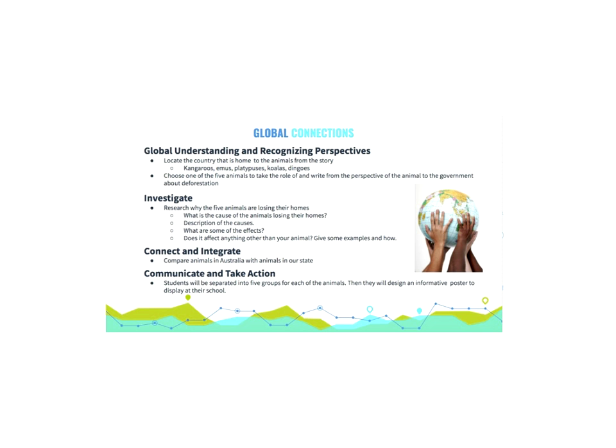Moving down to connect and integrate, we would have students compare the animals in Australia with the animals in our state here, which is Virginia, and students could see if there's any endangered animals here in our home state, compare them to the animals in Australia, how they're different, what their environment is like, why they're endangered here, and what those differences or similarities are.